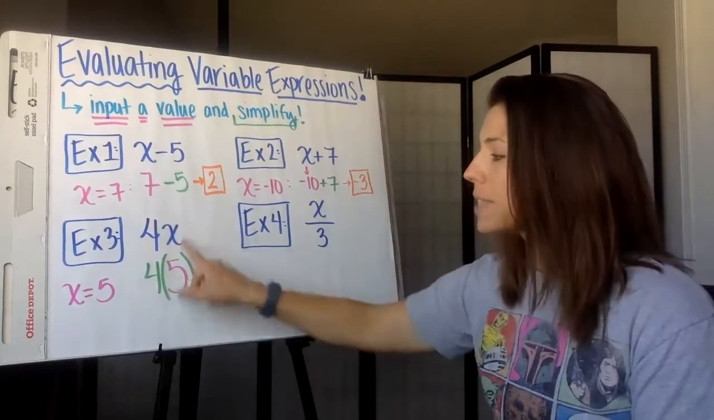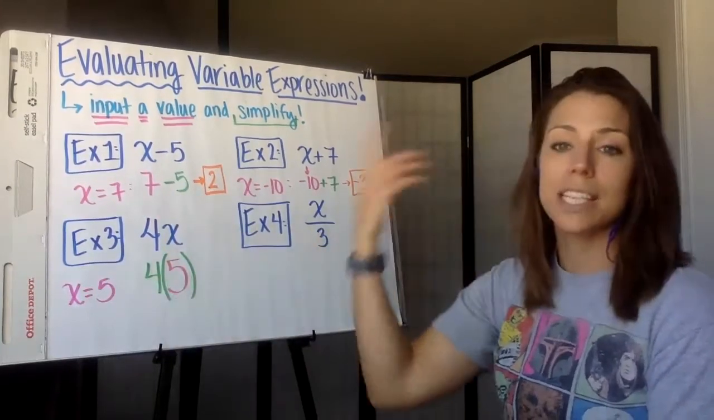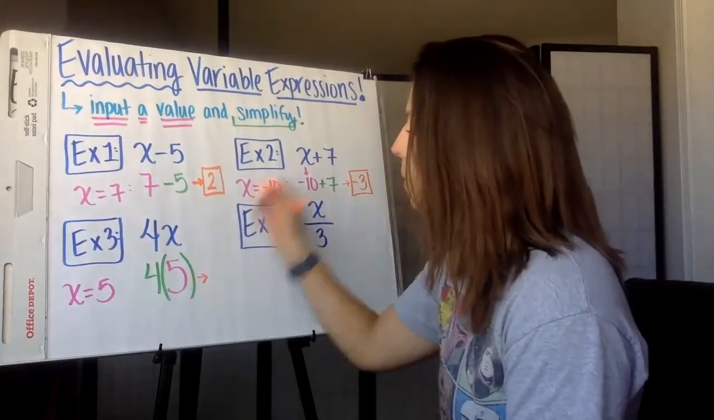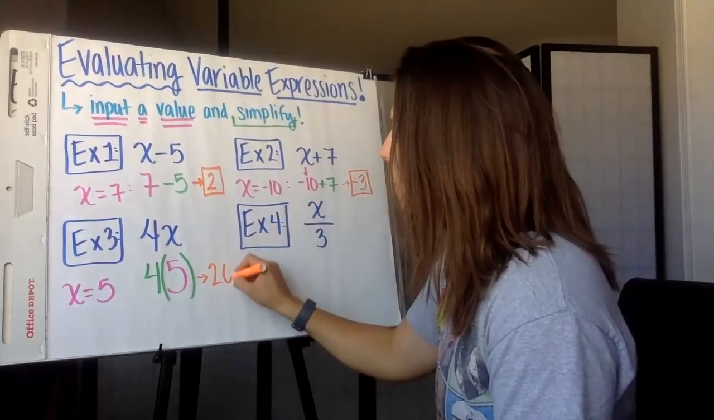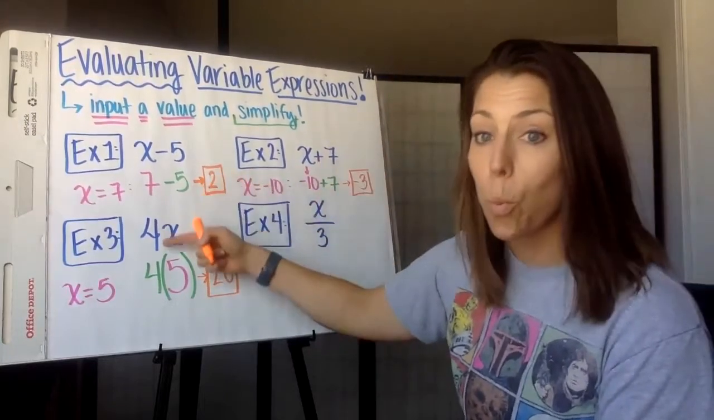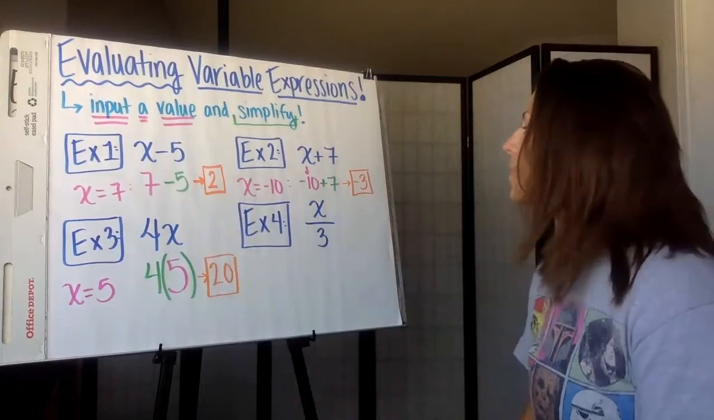This is 4 times x, which when x is 5, that's 4 times 5. And when we simplify that math, 4 times 5, they're both positive. That's easy peasy. We have 20. That's the value of the expression when x is 5.